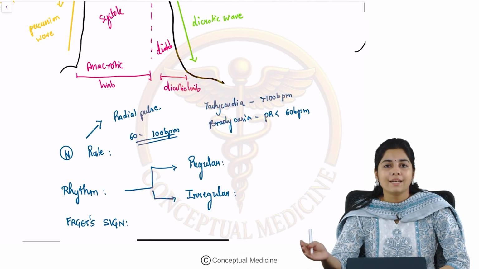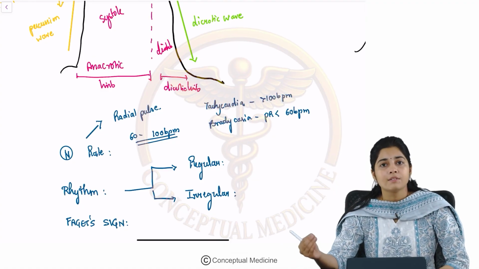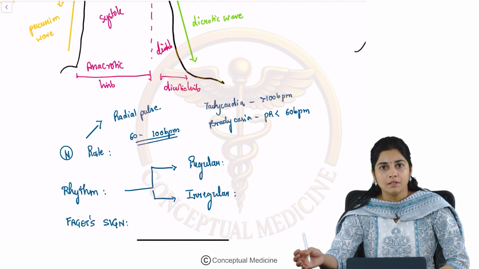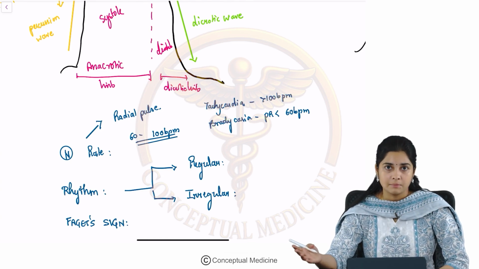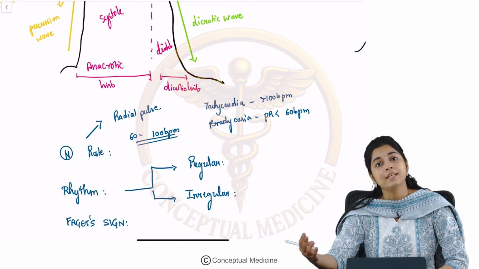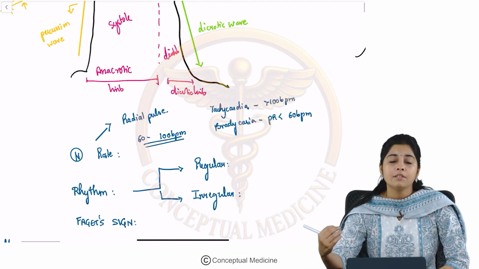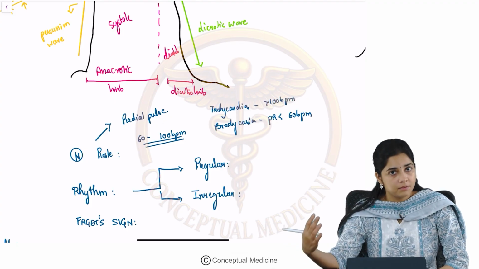Then we also look at the rhythm. So rhythm basically means that when you palpate for the pulse, you see whether each pulse is occurring at a definitive equal interval. That is what we look at, which is nothing but the regularity of the pulse. This can be classified as a regular as well as an irregular pulse.